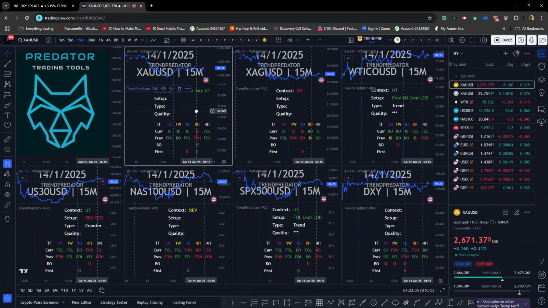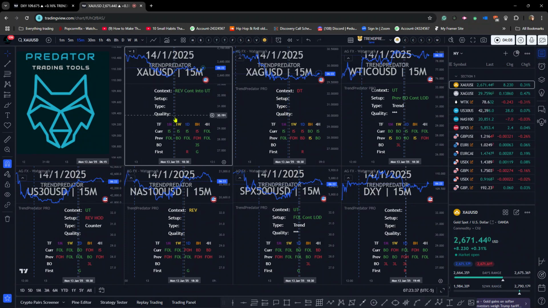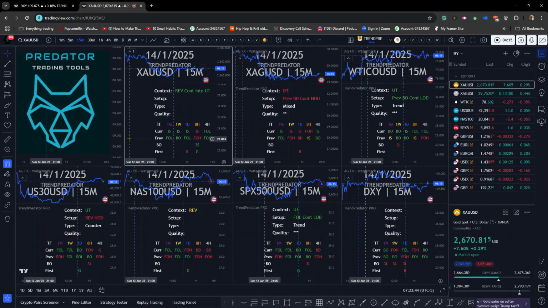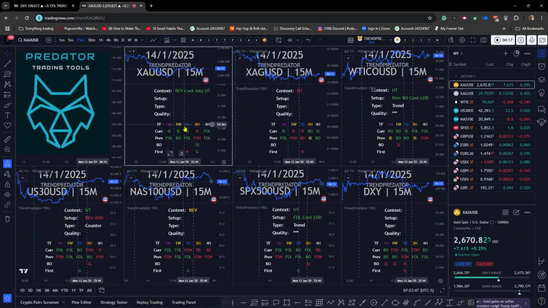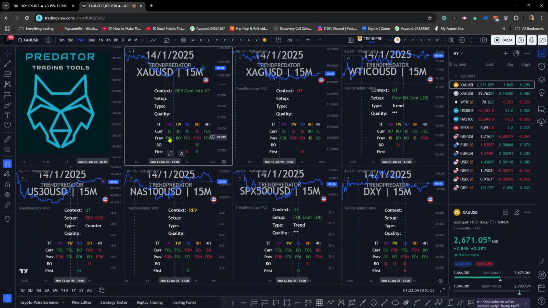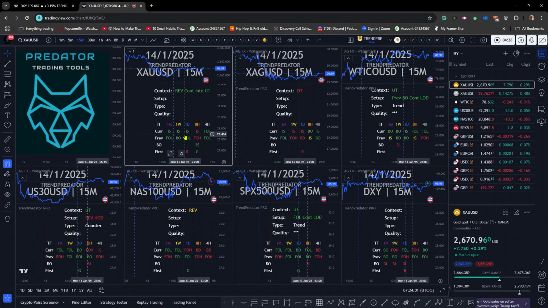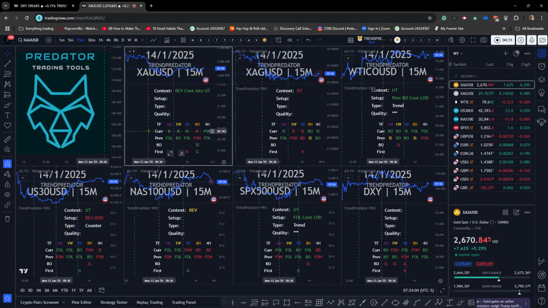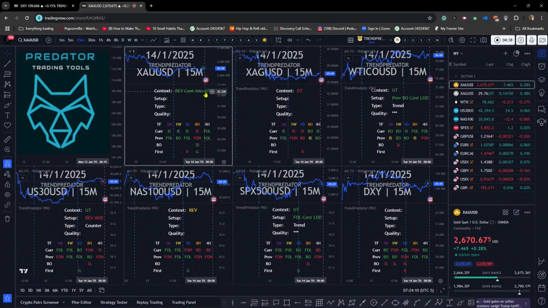But the actual table itself down here tells me what the price is doing in relation to the highs and lows of the month, the week, the day, the 8 hour, the 4 hour. So I can look at this and get a very, very quick snapshot of what's going on and whether or not there could be a trade opportunity brewing for my session. So it gives us the context. It's telling us it's a reversal continuation into the uptrend.